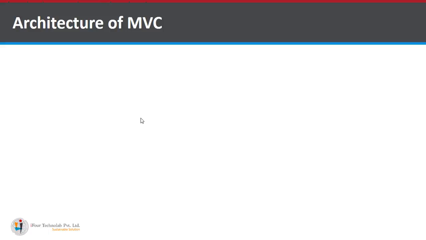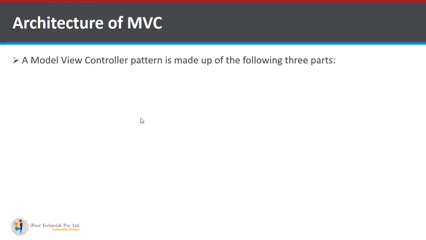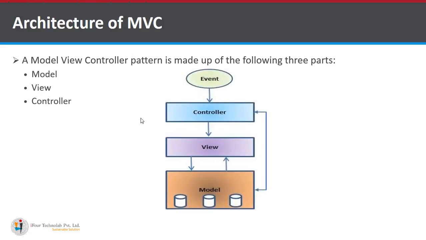Now let's see the architecture of MVC. A model view controller pattern is made up of the following three parts, that is model, view and controller. Here you can see there is a basic structure of architecture of MVC. Here is a model which has database entities, then view and then controller. Controller is a bridge between model and view.